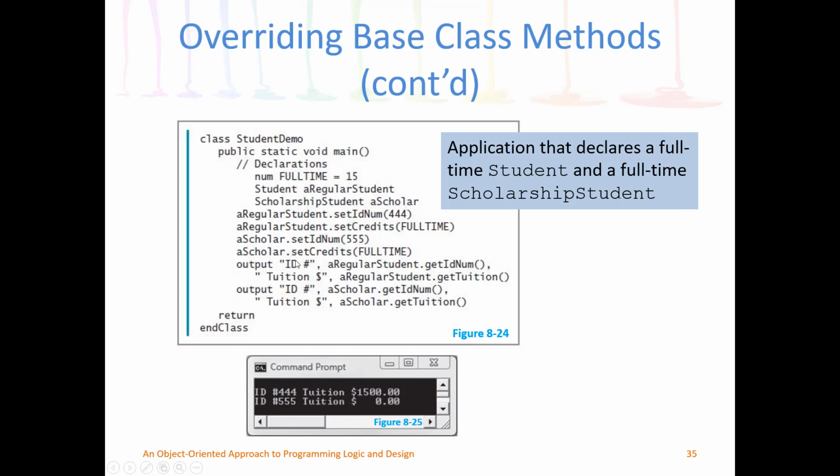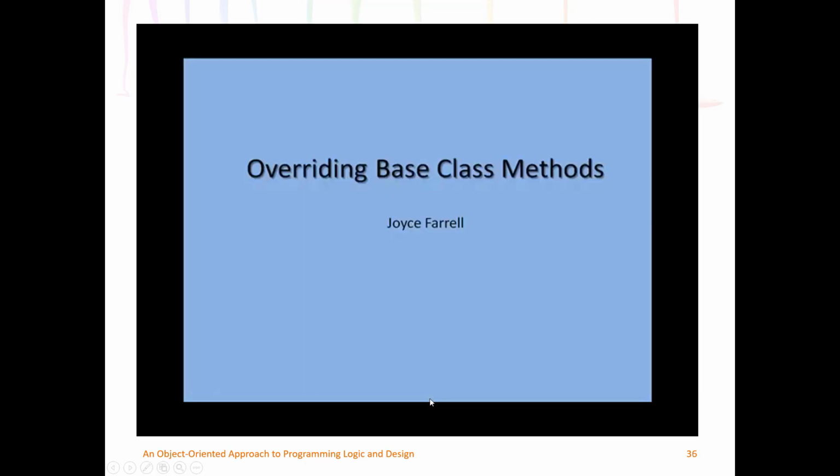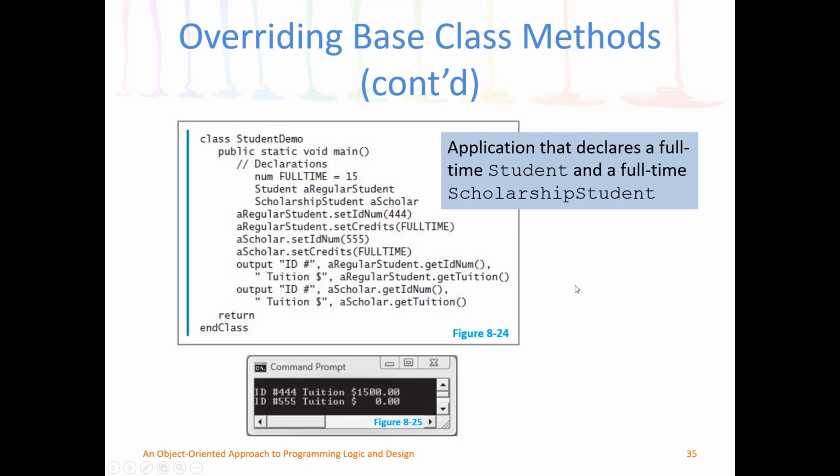Now I'll output the ID and I'll output a regular student object: get ID number, and the tuition, a regular student dot get tuition. Output ID, a scholar, which is the scholarship student: get ID number, tuition, a scholar dot get tuition. So if I look here, it comes out ID 444 tuition 1500, ID 555 tuition 0.